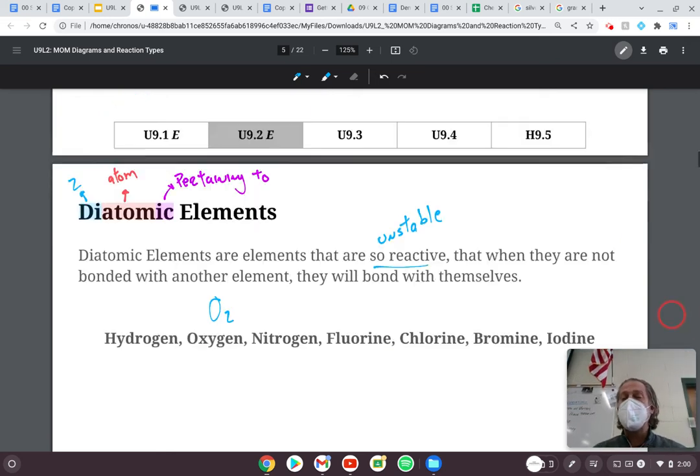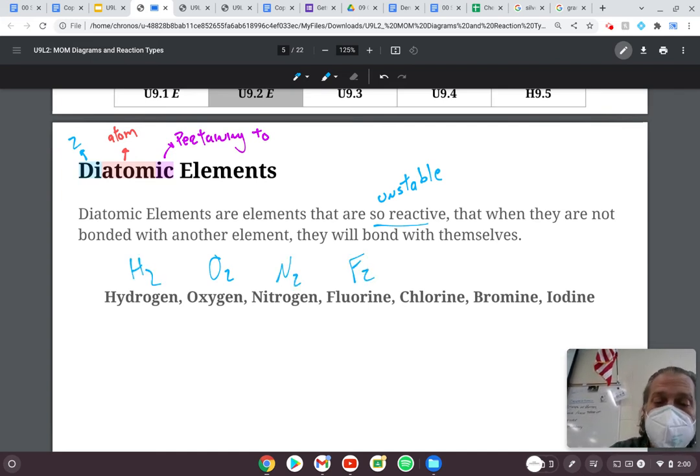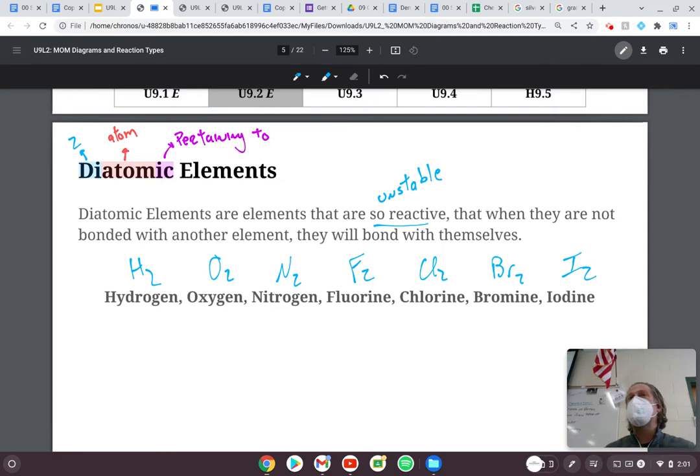And there are 7 elements that in their natural state are so unstable by themselves that when you have that pure element, it's not just 1 atom, but it's 2 atoms. So it's H2, O2, N2, F2, Cl2, Br2, I2. That's how we find these things in nature.